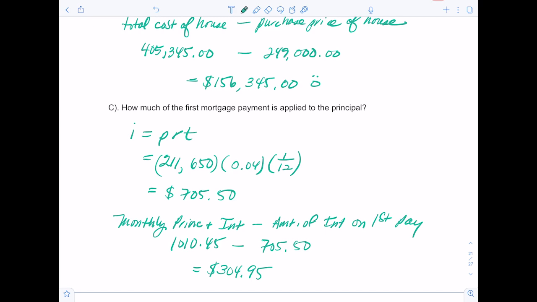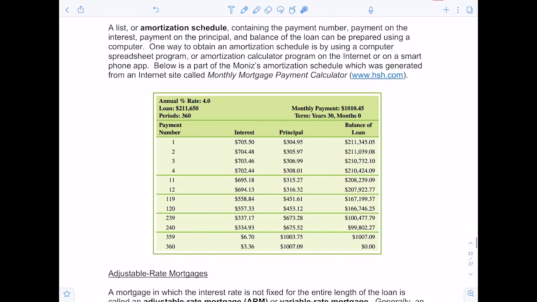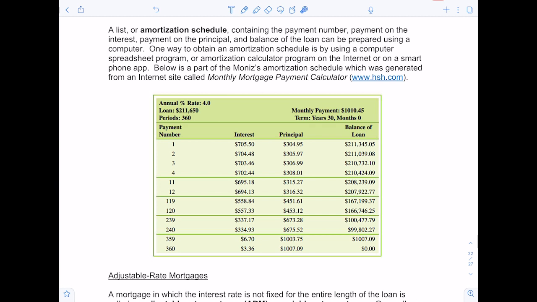A lot of times you'll be provided what's called an amortization schedule. So this will tell you, like, payment number 1, right? We found the interest and then the principal and the balance of the loan, right? So remember the $304 is how much of the first mortgage payment is applied to the principal.